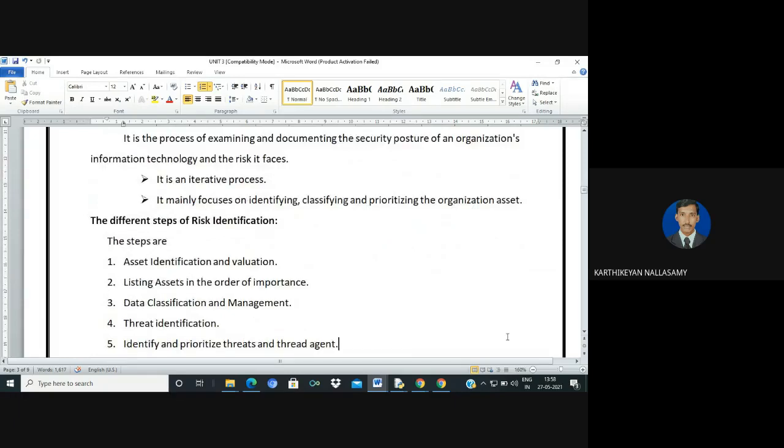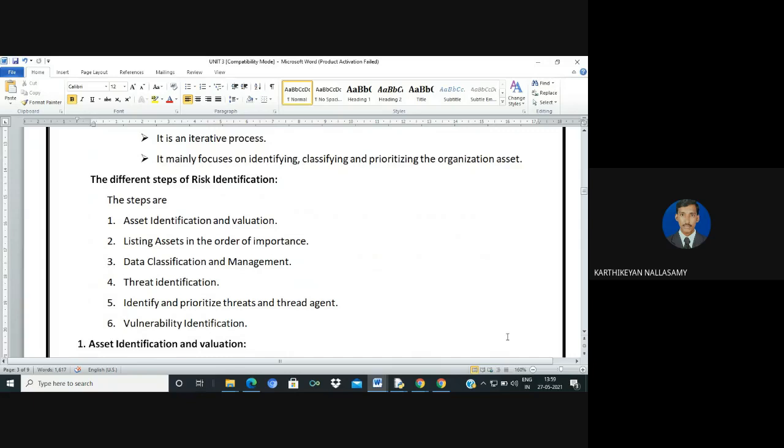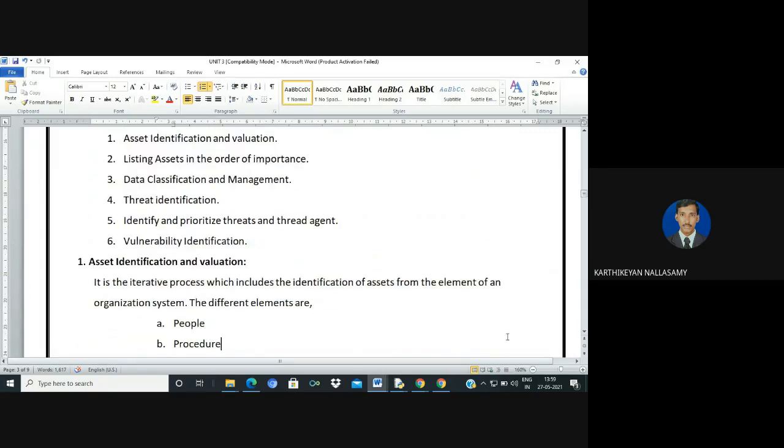The first step is asset identification and evaluation. You are going to list the different kinds of assets in order of importance, classify them and manage them, and from that identify the different kinds of threats. You identify the important threats that need to be prioritized, and finally you are going to identify the loopholes. So the first step is asset identification and evaluation.